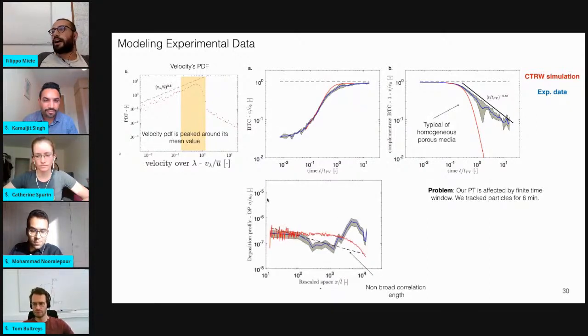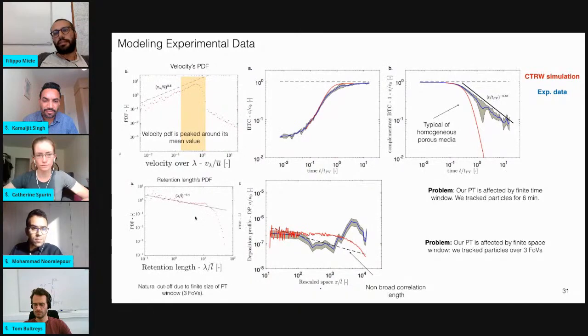Then, on the other side, if we look at the deposition profile, the comparison between our model and the deposition profile, we observe that the model is not able to catch the large distance deposition profile, which comes from the fact that the correlation length that we sampled, the maximum distance that we were able to collect, was given by the number of fields of view where we performed the particle tracking.